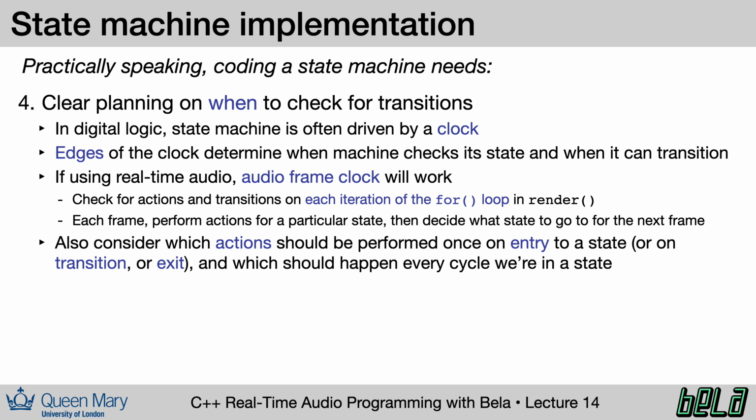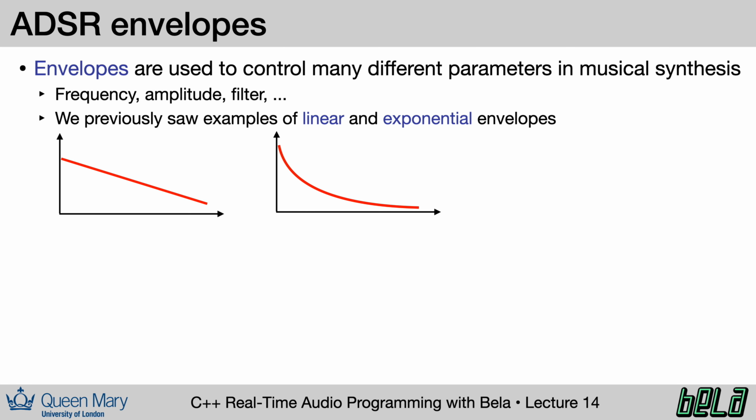This will take place inside the for loop in the render function. We might also need to think about when our actions should take place. Some events will happen only once on entry to a state. Other events might happen every single frame as long as we remain in the state. Again, this is just a brief overview. There are more detailed examples of state machines in the previous lecture. We're going to move on now to talk about the ADSR envelope.